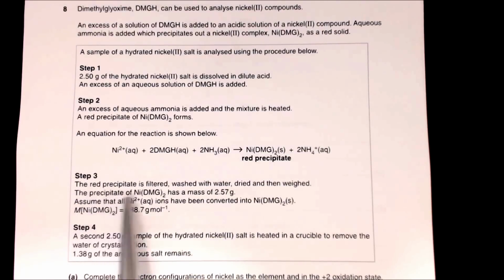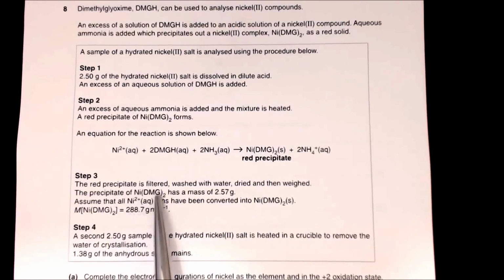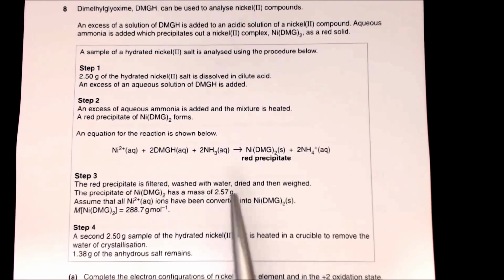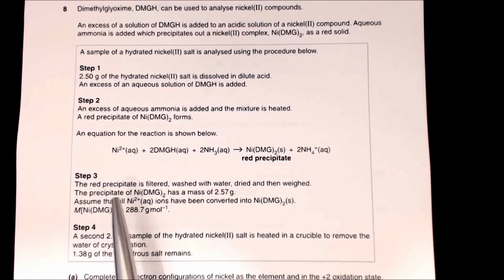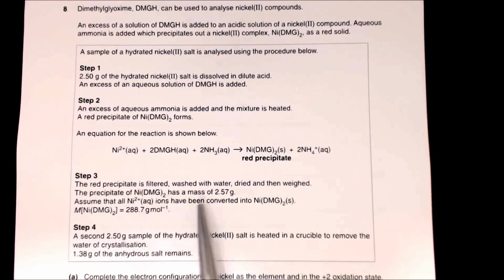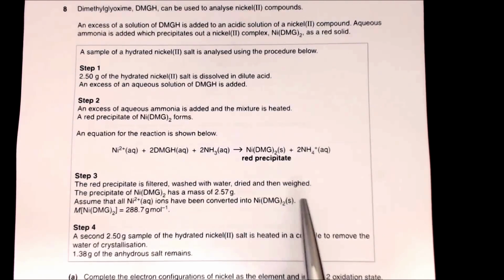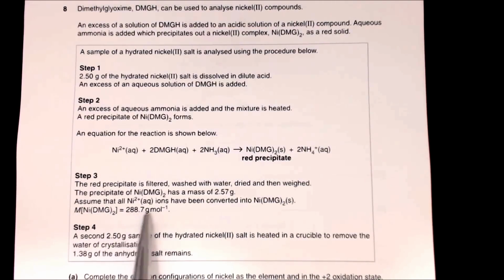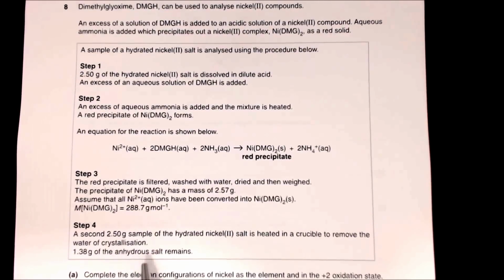Step 3, the red precipitate is filtered, washed with water, dried, and then weighed. The precipitate of nickel DMG2 has a mass of 2.57 grams. Assume that all Ni2+ ions have been converted into NiDMG2 solid. That might be useful later on. It's given us the molar mass of nickel DMG2, and this is 288.7 grams per mole. Step 4, a second 2.5 gram sample of hydrated nickel-2 salt is heated in a crucible to remove the water of crystallization. 1.38 grams of the anhydrous salt remains.